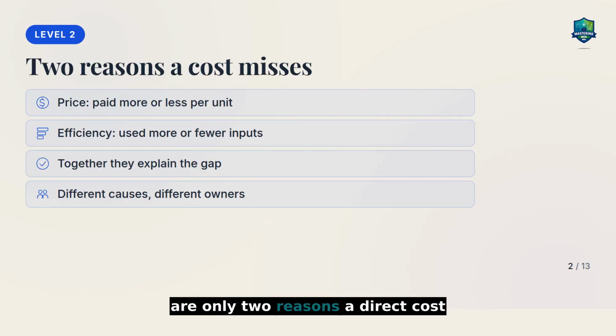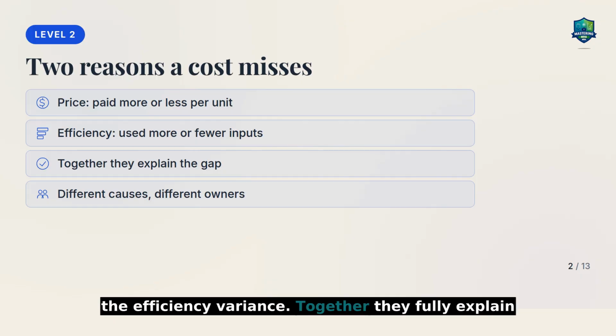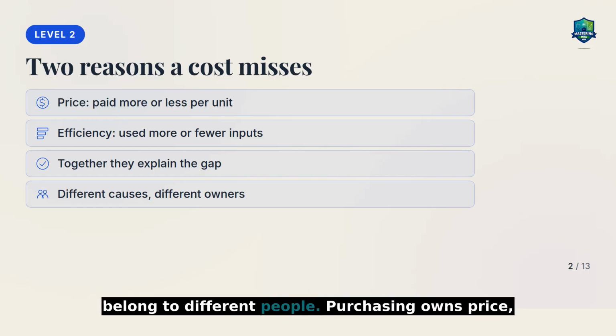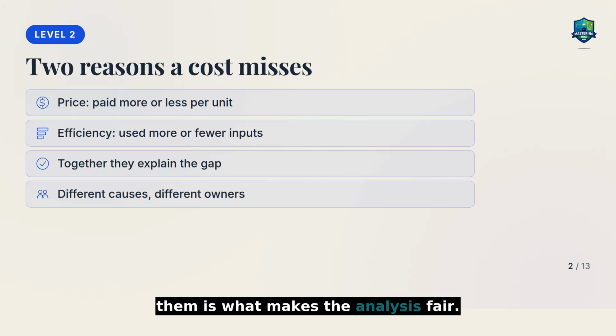There are only two reasons a direct cost can come in above or below the flexible budget. Either you paid a different price per unit of input than you planned, or you used a different quantity of input than you planned. The first is the price variance. The second is the efficiency variance. Together they fully explain the flexible budget variance for that cost, and they typically belong to different people. Purchasing owns price, the factory owns efficiency, so separating them is what makes the analysis fair.